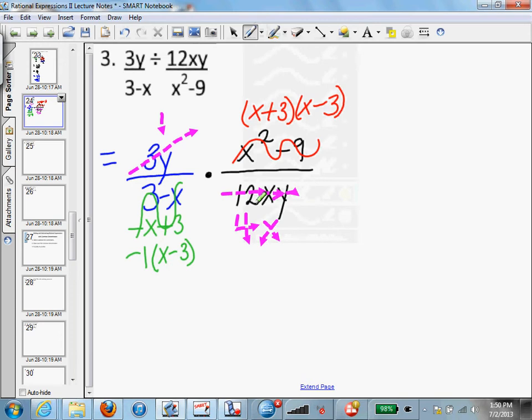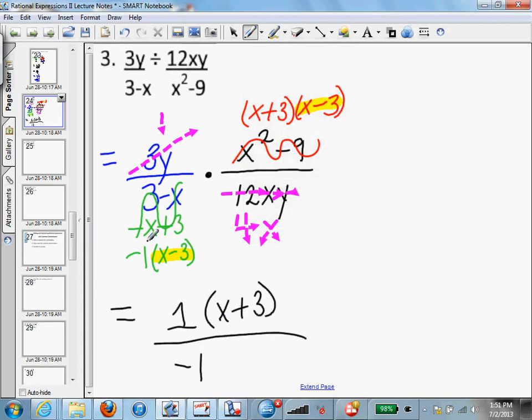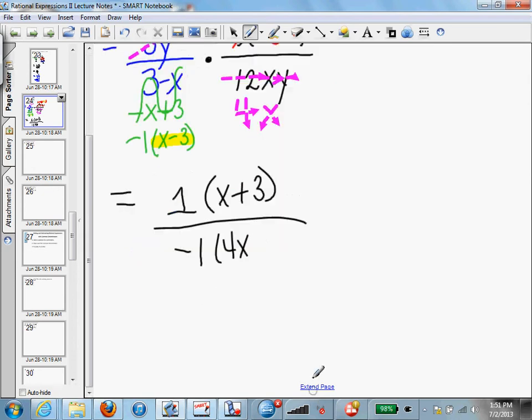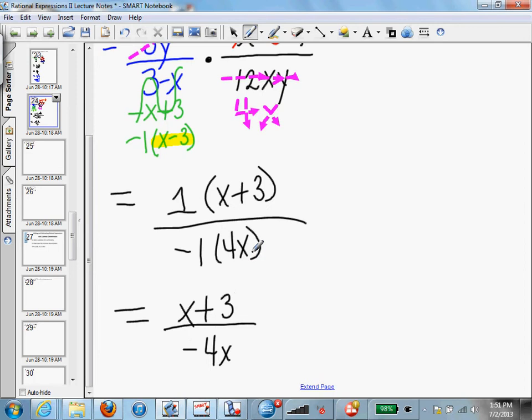Okay, on this other term, diagonally we have x minus 3 here, and we have x minus 3 here. So now just taking what we're left with, 1 on top times x plus 3 that's left over, negative 1, don't forget that negative 1 right there, times 4x. So to just simplify, we have x plus 3 as a quantity over negative 4x.